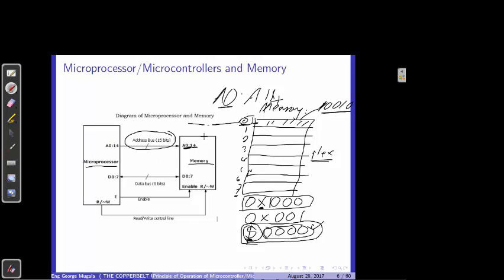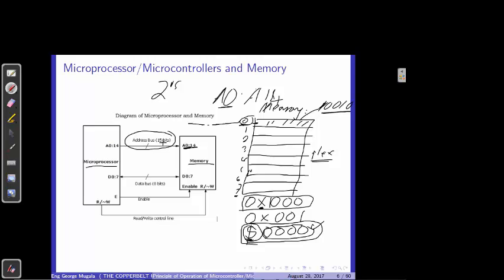Coming back to the same point, I did mention that the address bus also defines for us the number of cells that are possible. The number of cells that are possible, knowing just the address bus, is 2 to the power 15.